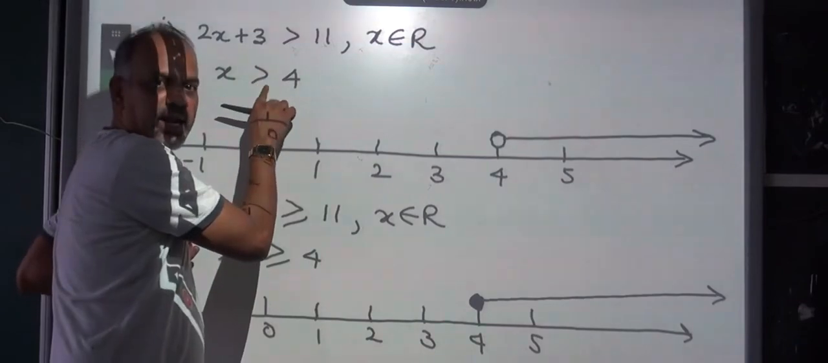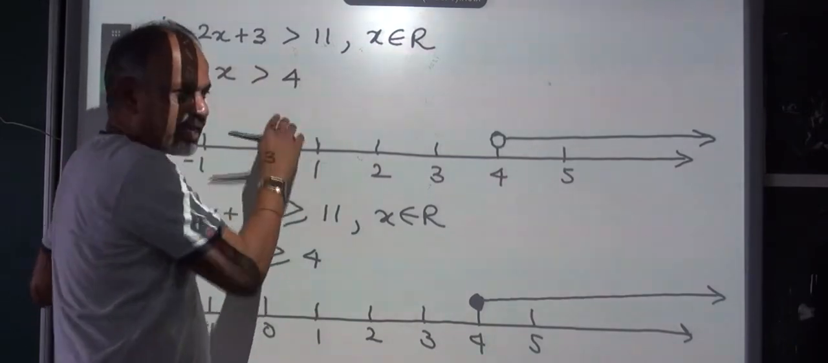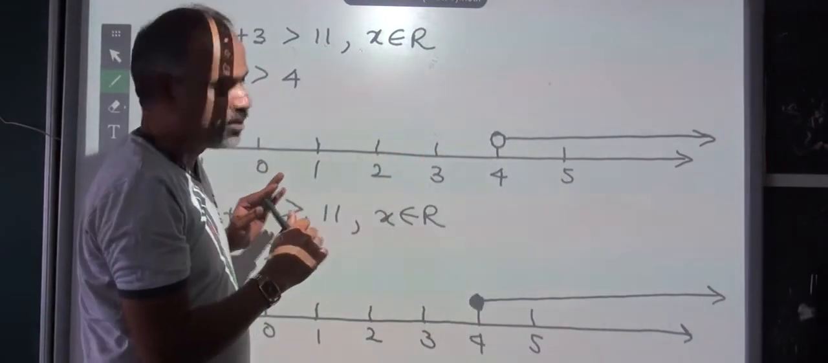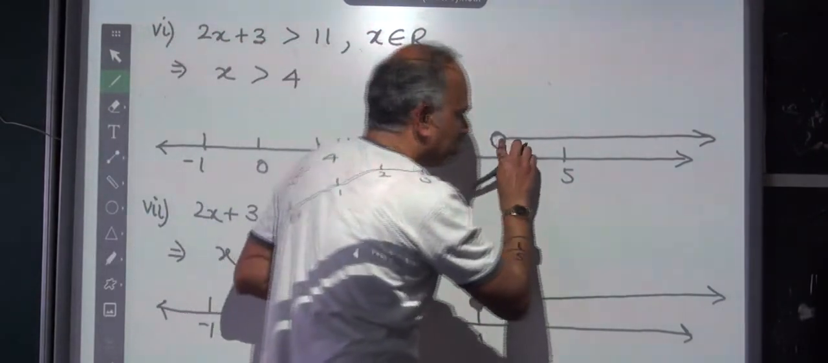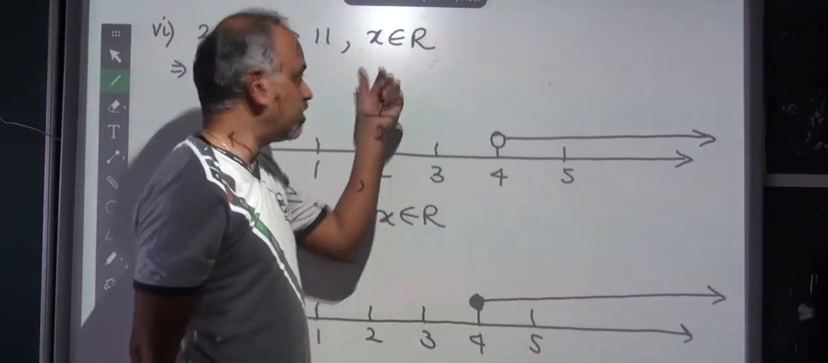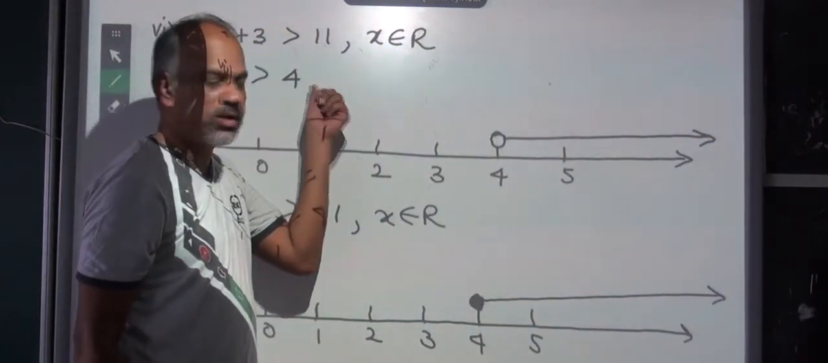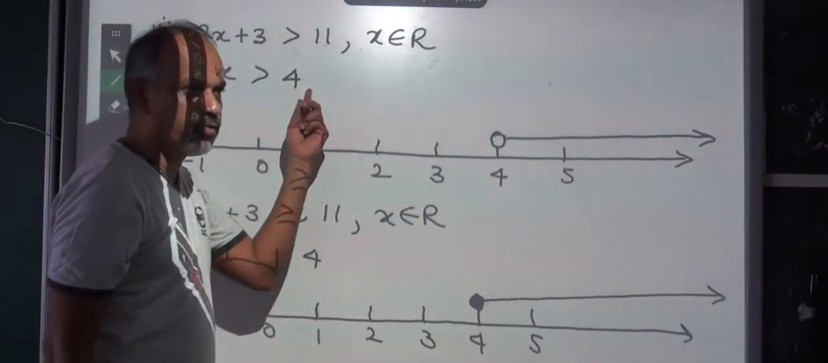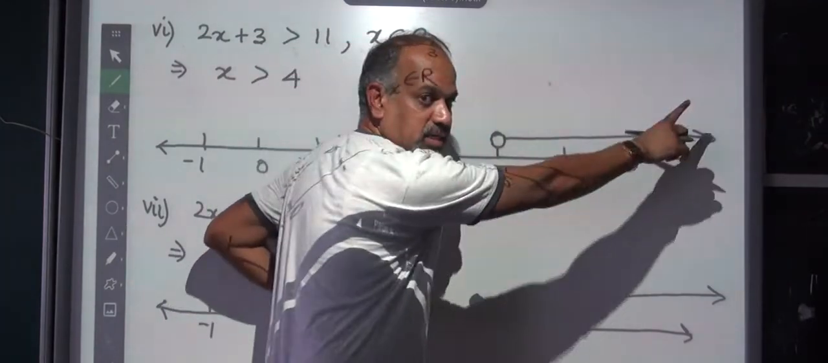If you read this, it is greater than 4. Greater than means on the right side of your number line. So from 4, you just draw a line going up to infinity. In the previous case, it was x is less than 4, therefore the line was on the left side. Here it is greater than 4, therefore the line is on the right side.